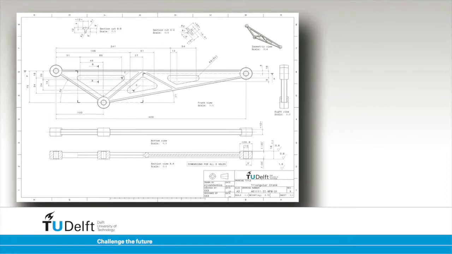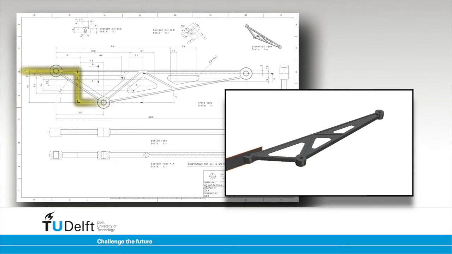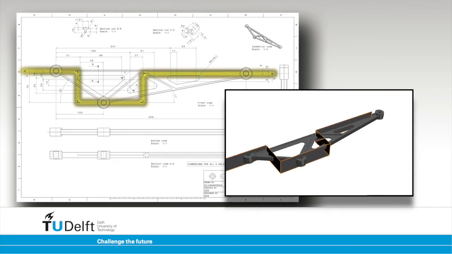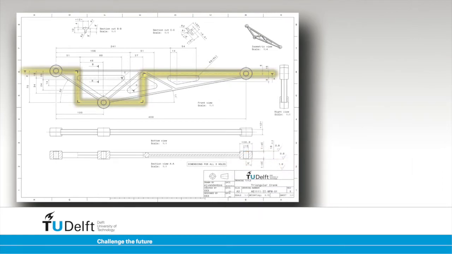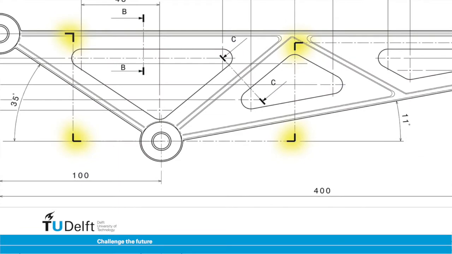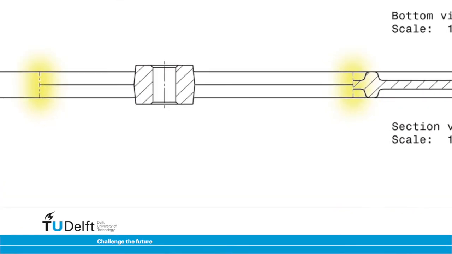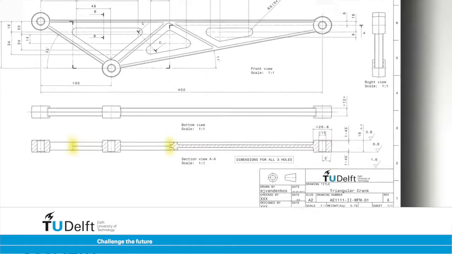Offset section views can be used to reduce the amount of required views to document an object. Three holes are present in the triangular crank. A single cutting plane line can be drawn, changing direction at two points to intersect all three holes in one go. The corners at the change of direction are thickened, similar to the line's ends. In the section view, center lines indicate the location of a change in direction.